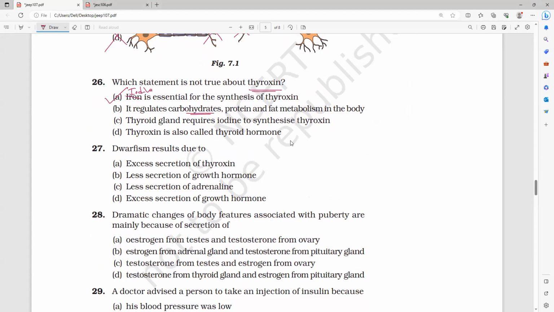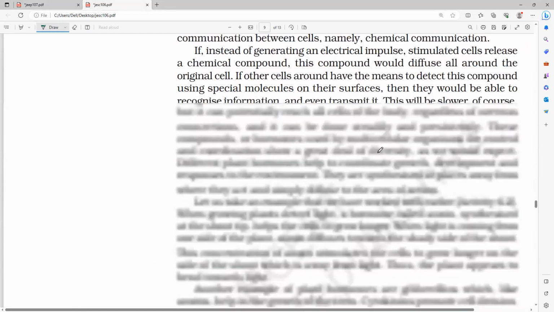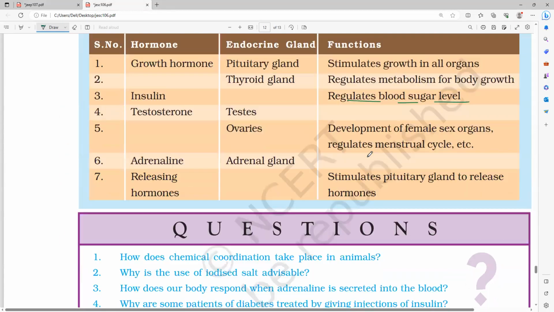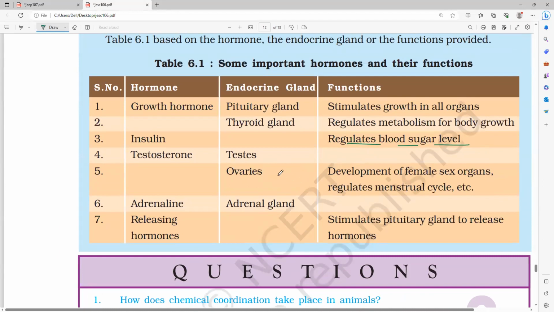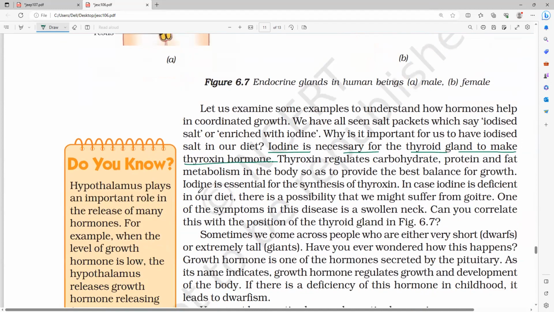Next, it will regulate the carbohydrates, proteins, and fat metabolism in the body. Right or wrong? You can check it. The thyroid gland regulates the metabolism for the growth of the body. Thyroxine regulates carbohydrate, protein, and fat metabolism in the body so as to provide the best balance for the growth.